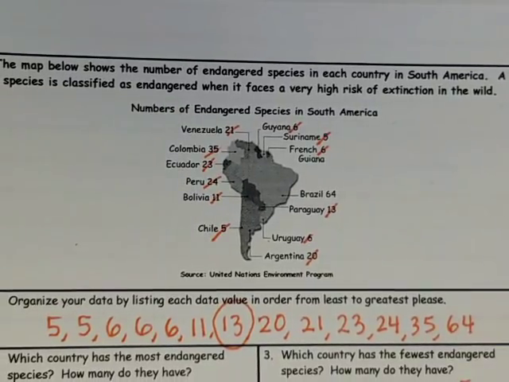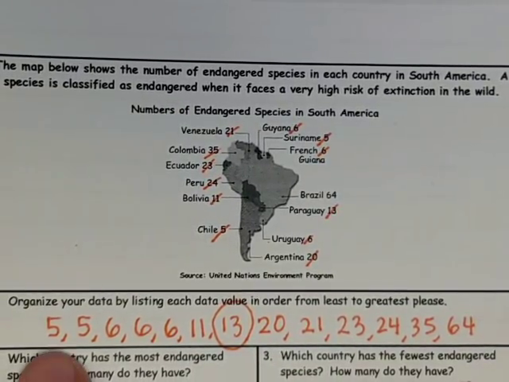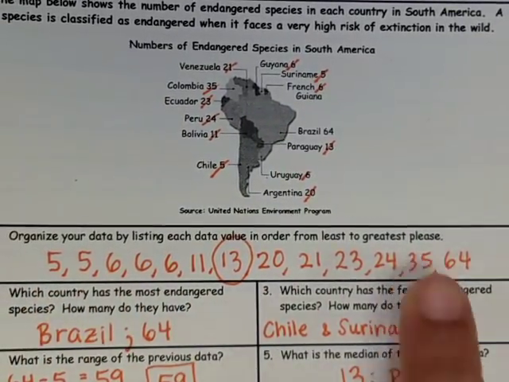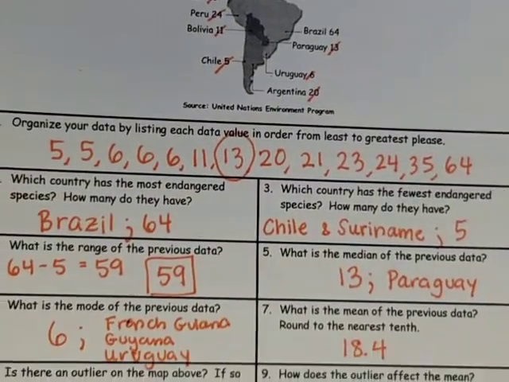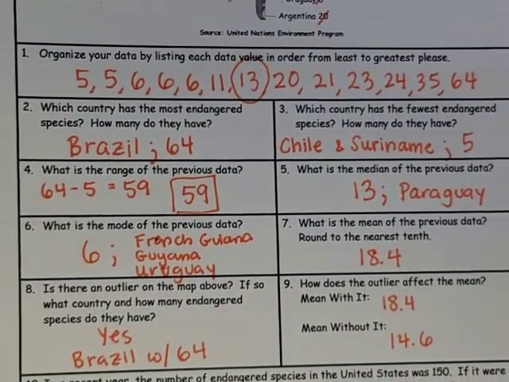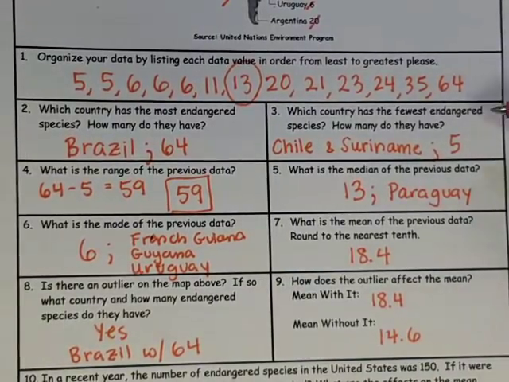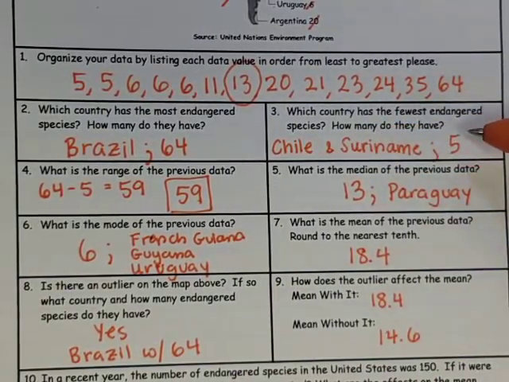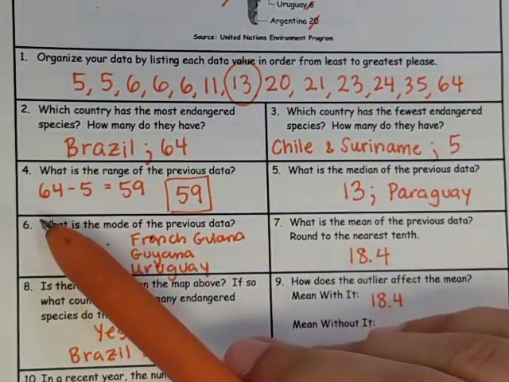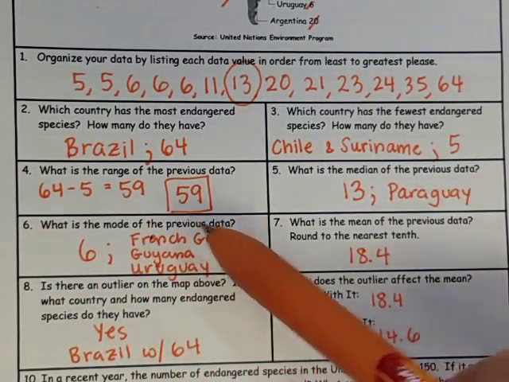All right, over here, they wanted you to list the countries in order from least to greatest with their endangered species. So there's my list in order. And then I answered a few questions. Which country has the most endangered species? Brazil with 64. Which country has the fewest? Chile and Suriname with 5. What is the range of the previous data? 64 minus 5 is 59.